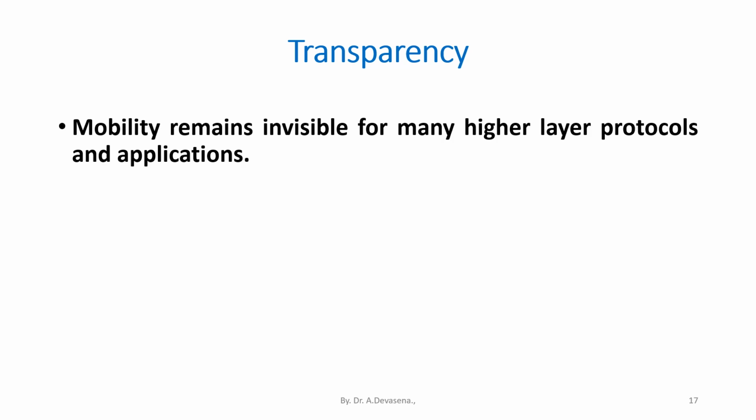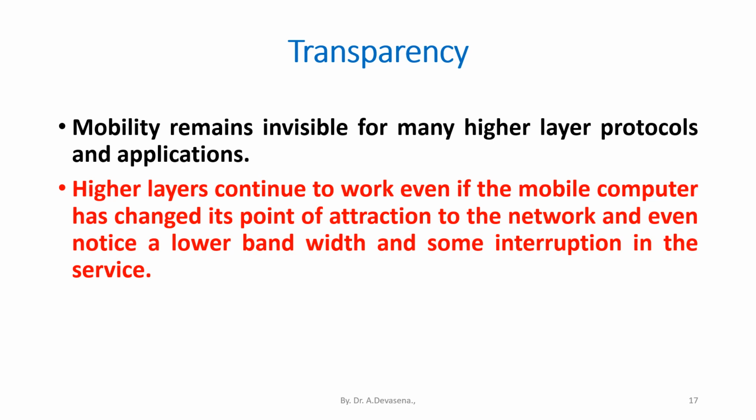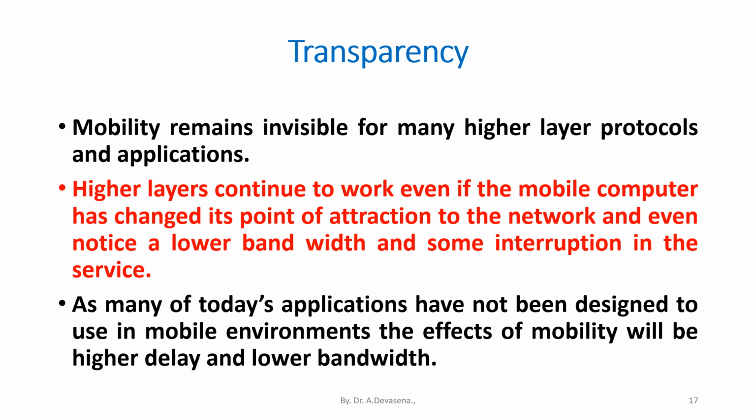Transparency. Mobility remains invisible for many higher layer protocols and applications. Higher layers continue to work even if the mobile computer has changed its point of attachment to the network, and may even notice a lower bandwidth and some interruption in the service. As many of today's applications have not been designed to be used in mobile environments, the effects of mobility will be higher delay and lower bandwidth.